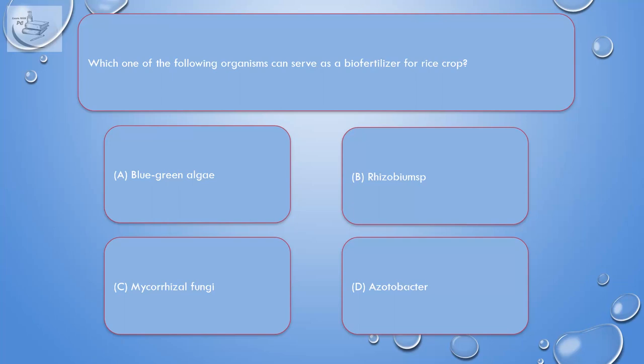Question: which one of the following organisms can serve as a biofertilizer for rice crop? A. Blue-green algae. B. Rhizobiums. C. Mycorrhizal fungi. D. Azotobacter. Correct answer is A. Blue-green algae.